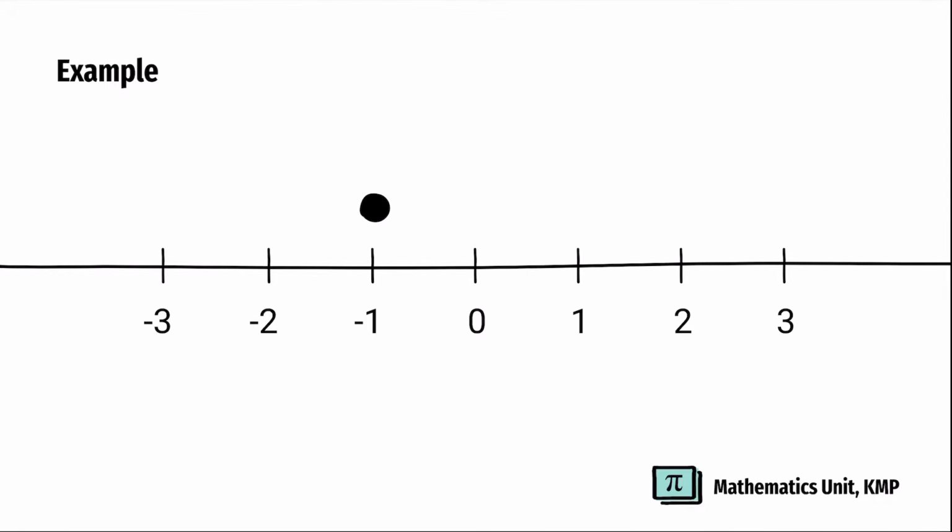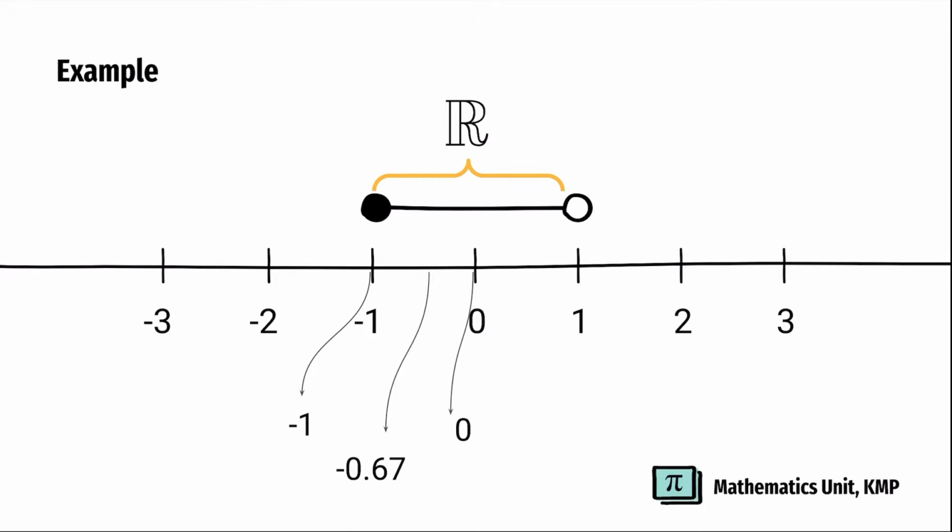We have a closed circle on top of -1 and 0. This means that we only include -1 and 0. Now we have a closed circle on top of -1 and an open circle on top of 1. We're going to connect these two circles with a straight line. What does this mean? This means that we're going to include all real values such as -1, -0.67, 0, 0.3, half, 0.972, and so many more.